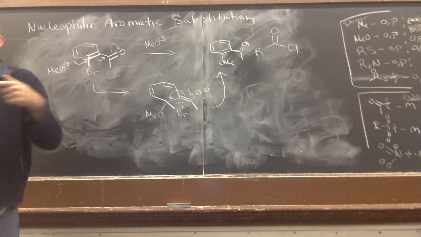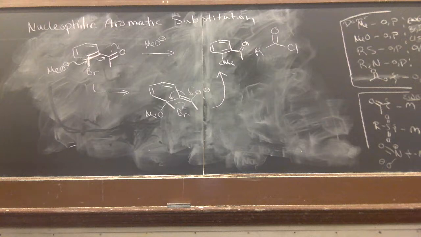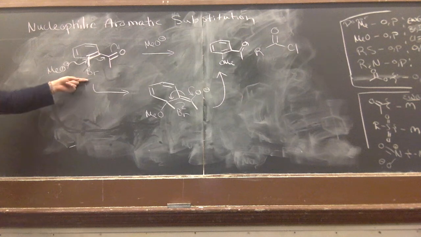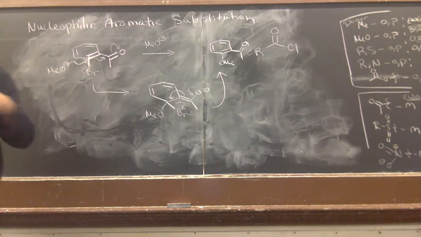And we'll see that the relationship between the two groups matters for this to work. They need to be either meta to one another, sorry, ortho to one another, or they need to be para to one another. And in this case, you'll notice that this molecule is in fact ortho.